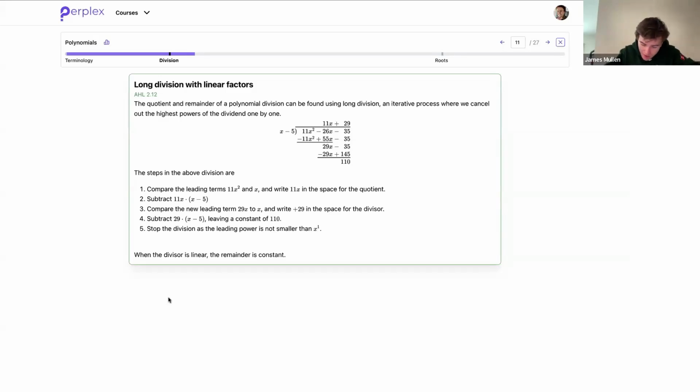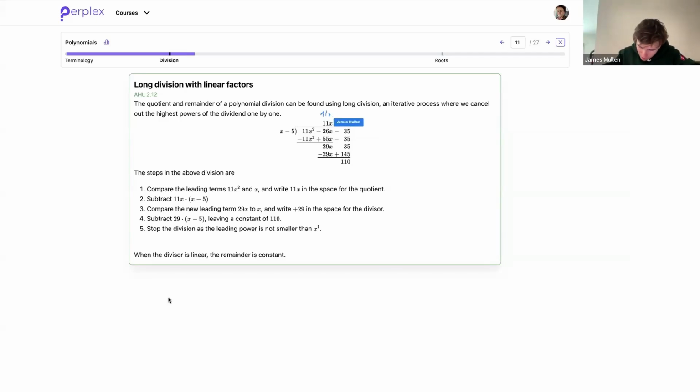But I want to imagine dividing 11x squared minus 26x minus 35 by x minus 5. What do I do? I first look at my leading terms. I have an 11x squared and I have an x. And x can fit into 11x squared 11x times. So I write 11x up here.